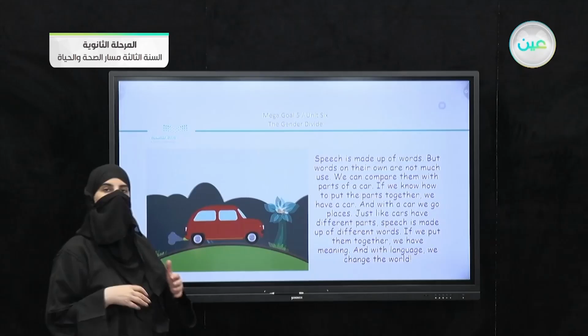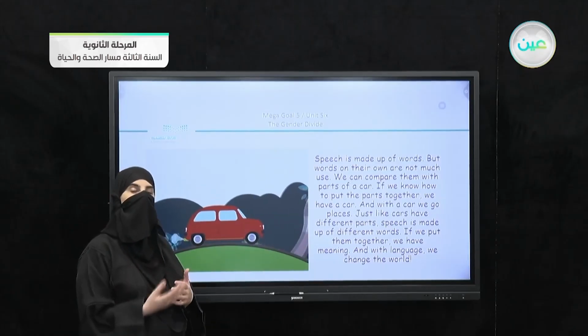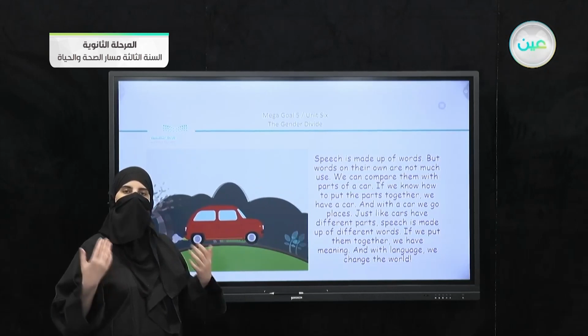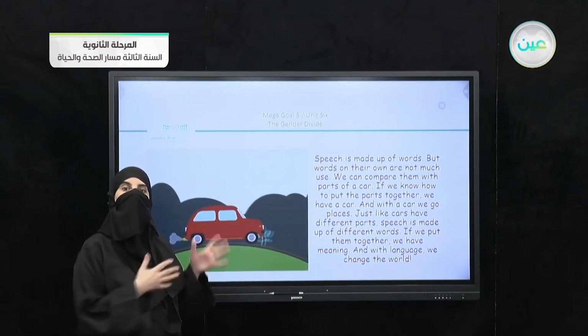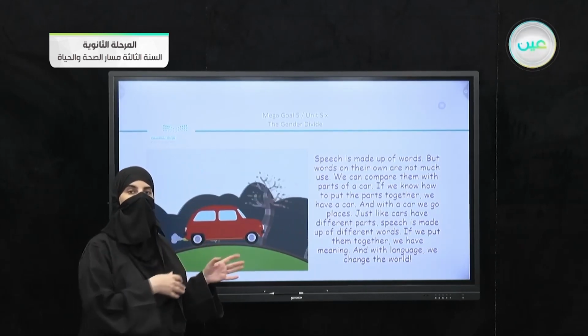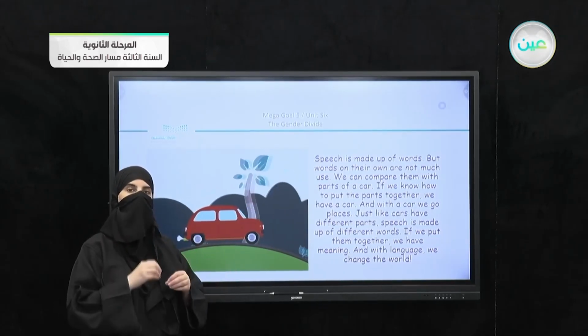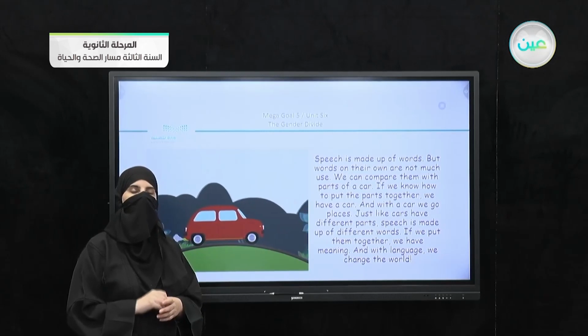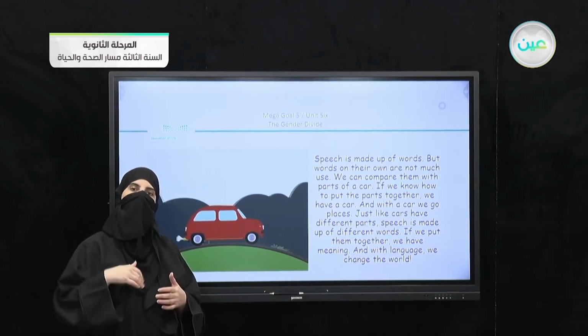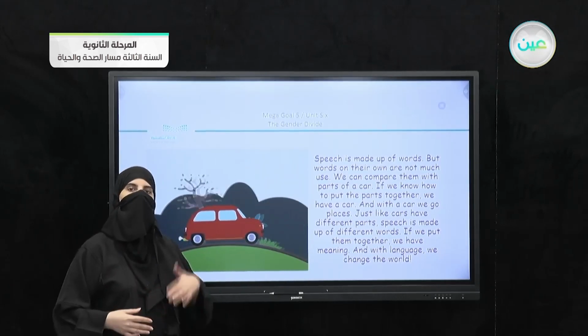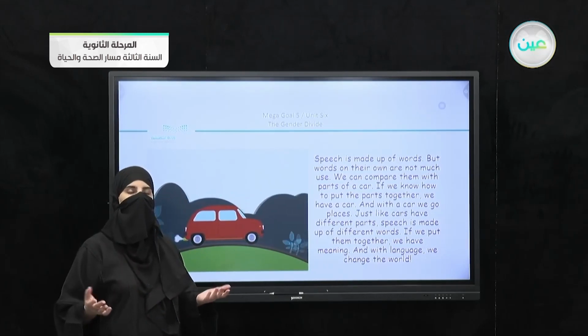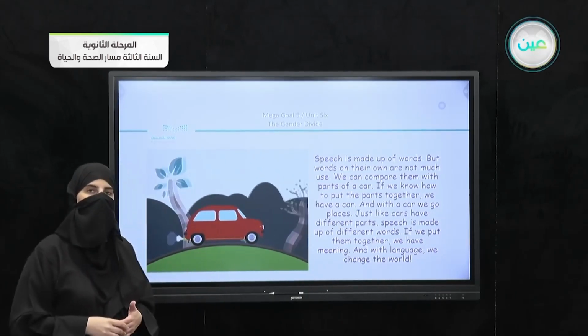So we are talking about cars, we're talking about drivers. Let's just imagine that we are drivers and we are dealing with different parts of a car. We cannot move on unless we have the correct parts, and each part is in its correct place. It's the same way when you want to use your language, you have to make sure that you have your vocabulary, your grammar, and of course, your pronunciation.